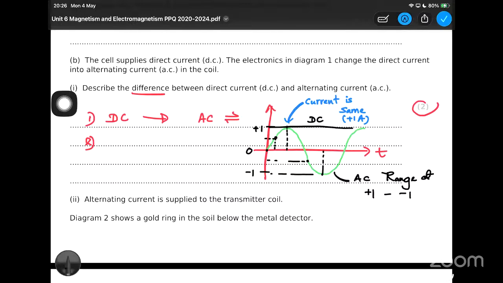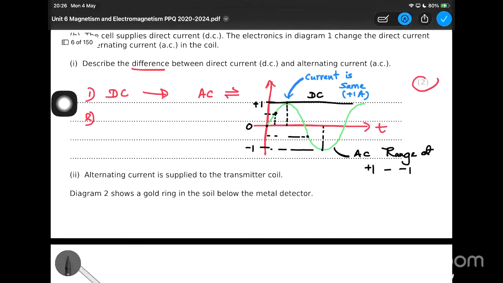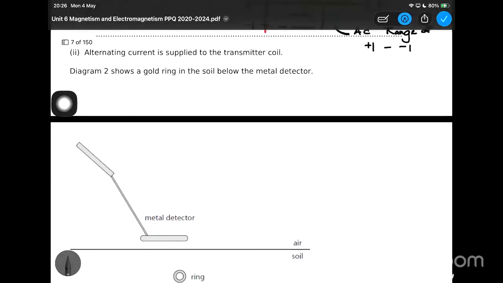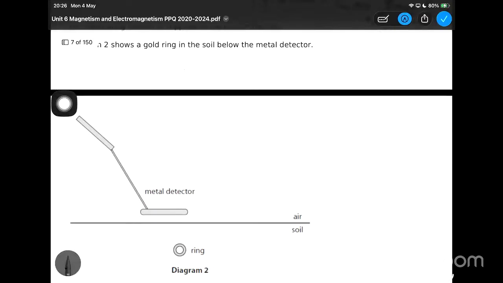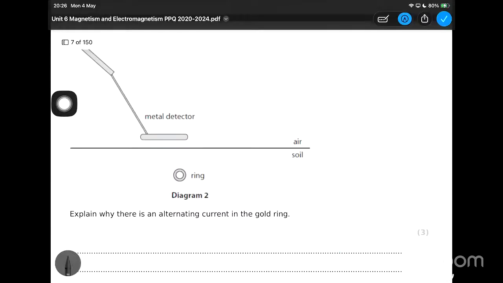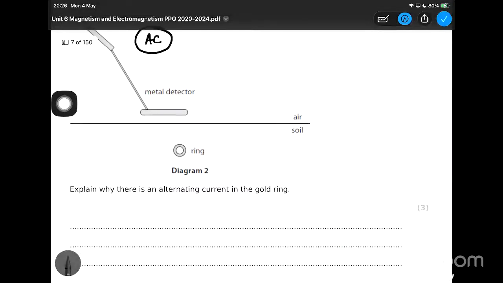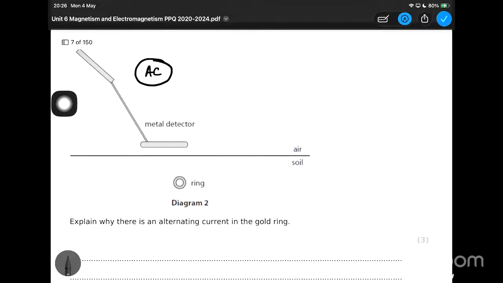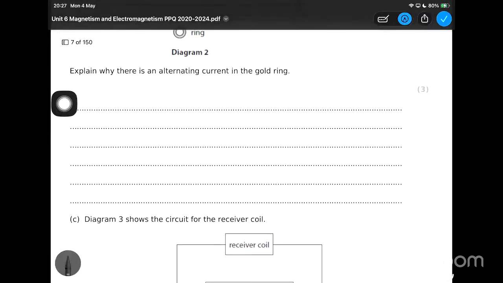Alternating current is applied to the transmitter coil. The diagram 2 shows a gold ring in the soil below the metal detector, right? So there's an alternating current given. Explain why there's an alternating current in the gold ring. Yes. Any answers that you have?